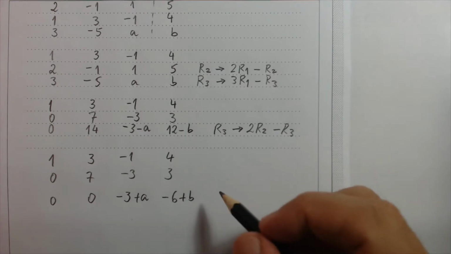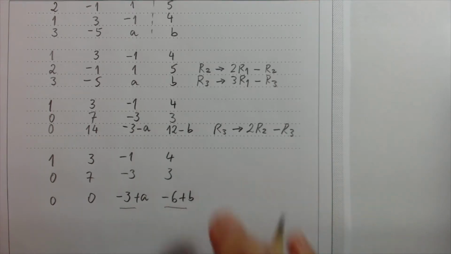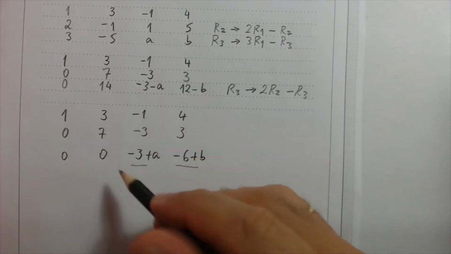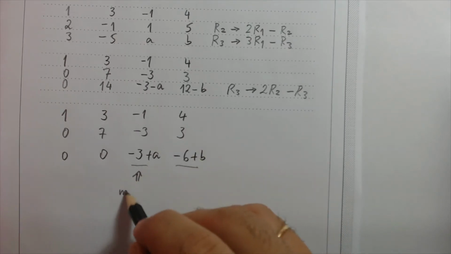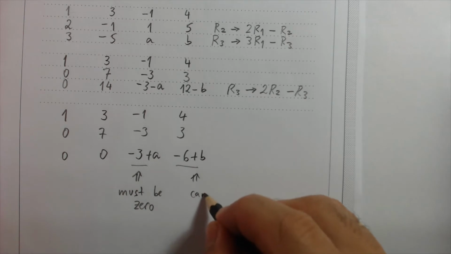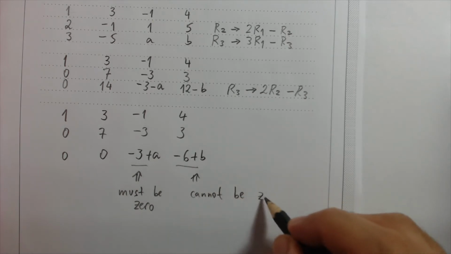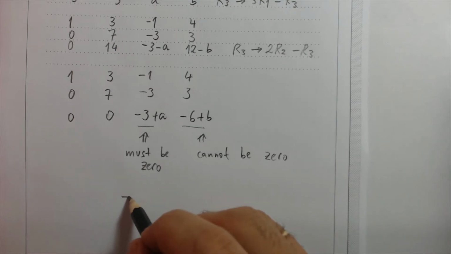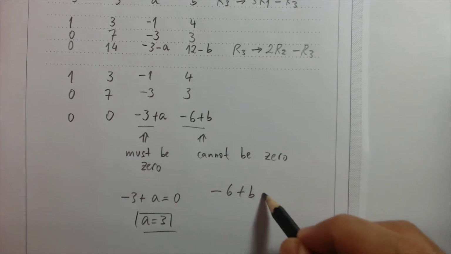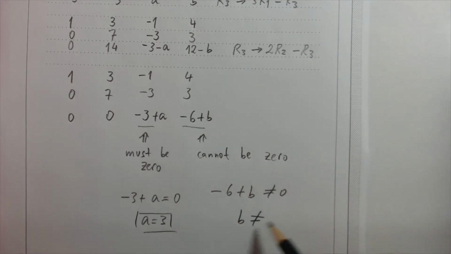Okay, now that we get to this point, according to the question, we want the planes to have no point of intersection, so it's necessary this number here must be 0, and at the same time this number here cannot be 0. Then minus 3 plus a must be equal to 0, a must be equal to 3, and minus 6 plus b cannot be 0, and then b must be different from 6. These are the set of values for a and b, so that the planes have no point of intersection.